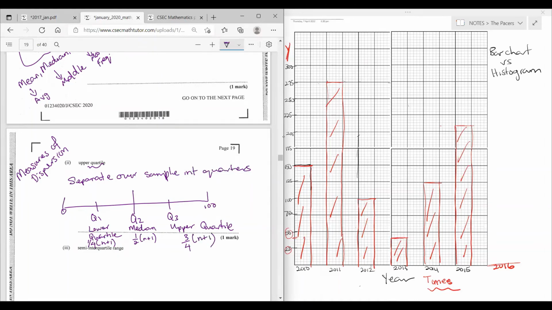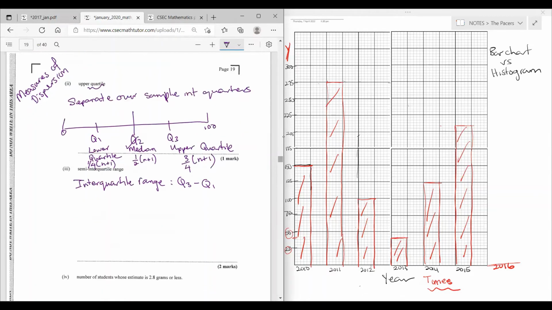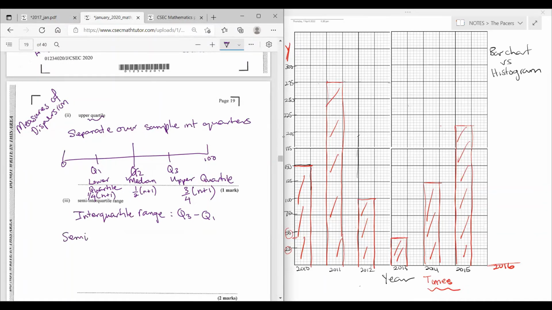N plus 1. So we're good with the median. Lower quartile, a quarter by n plus 1, upper quartile, 3/4 by n plus 1. Interquartile now, not semi. Interquartile range is your Q3 minus your Q1. And then your semi, what does semi mean? Half, correct. So semi means your interquartile range divided by 2. The same thing from above, Q3 minus Q1, divided by 2.